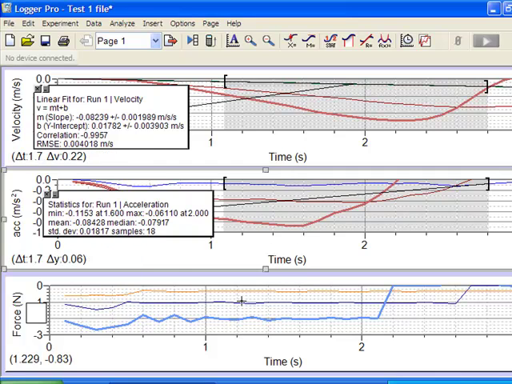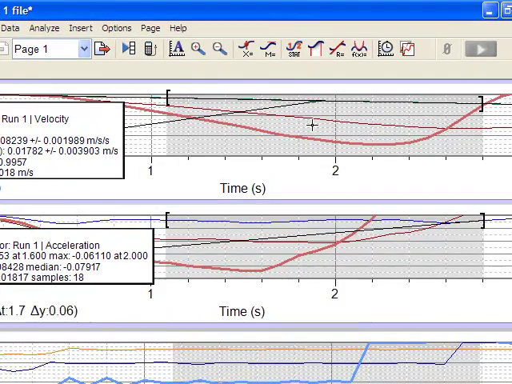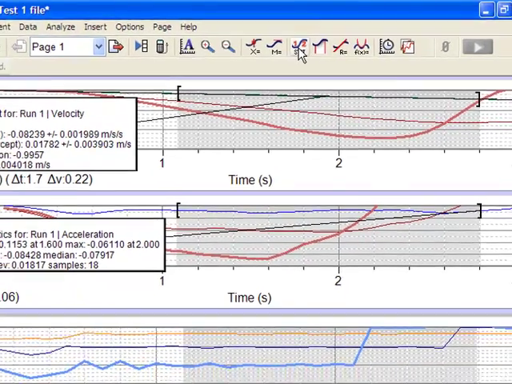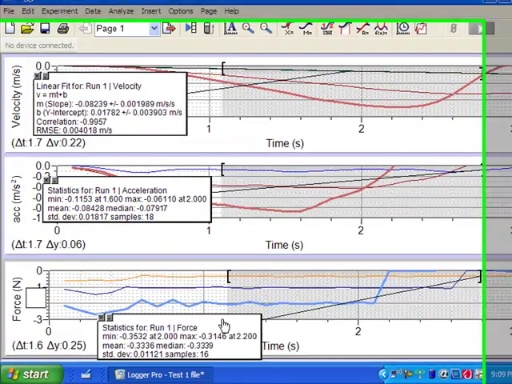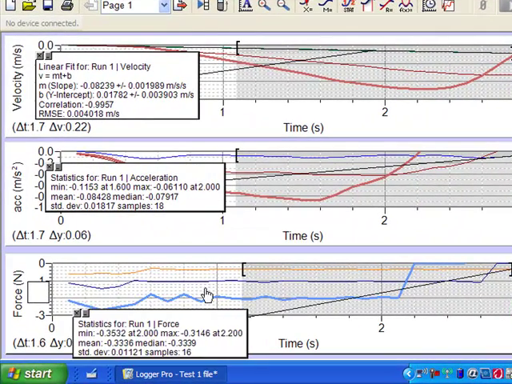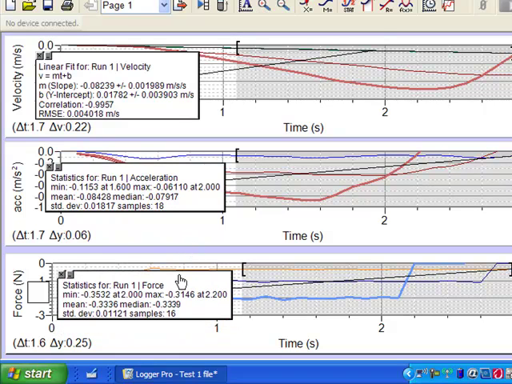Alright. Then for this problem, we also wanted to know the average force, and we would want that over the same range too. So we would highlight the range, the force, hit statistics, run 1. Okay. And that gives me a value of negative 0.3532. Excuse me, no. The mean is what I want.